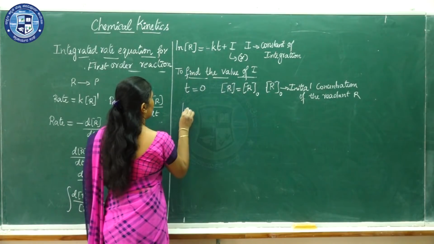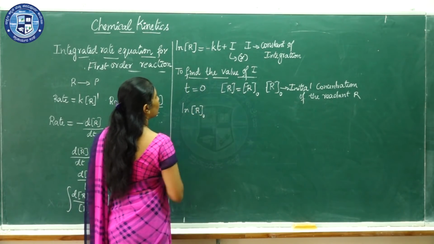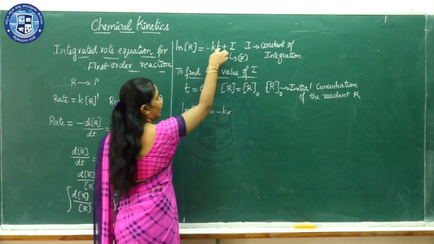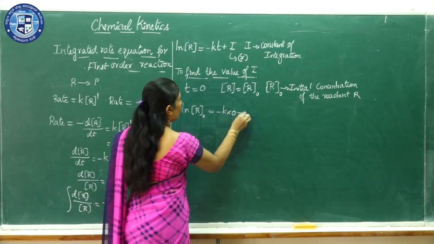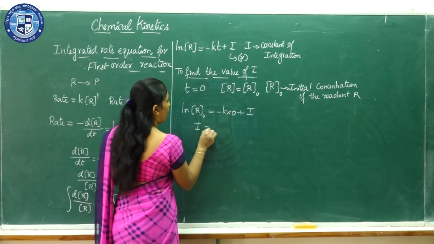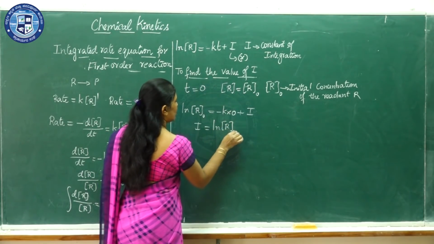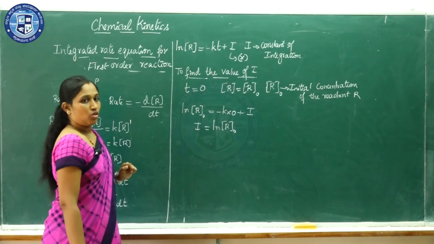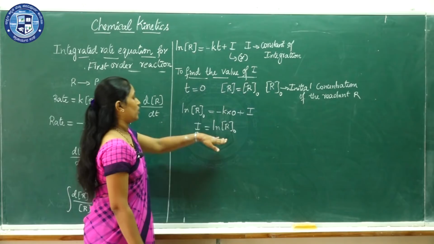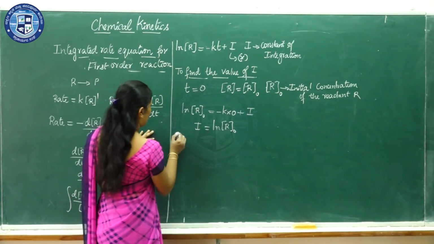Now look at this, in place of R I will be writing R naught is equal to minus K into, and in place of t what you have to write? 0, and then plus I. So what is I equal to now? I is equal to ln R naught. So in the next step I will be substituting for I in star. So how do you substitute?